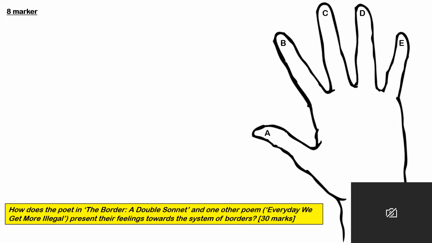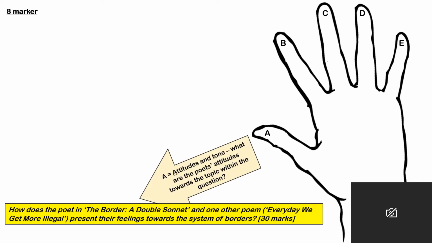Let's say I was looking at 2 poems. I'm not going to show you the other poem because I'm not going to focus on that for the comparison. But if I was, there's another poem called Every Day We Get More Illegal, which is about the system of borders. So it would say, how does a poet in The Border Double Sonnet and one other poem, Every Day We Get More Illegal, present their feelings towards the system of borders? Just ignore that it says 30 marks there. This is from when I did it at Key Stage 3, but it's an 8-mark question.